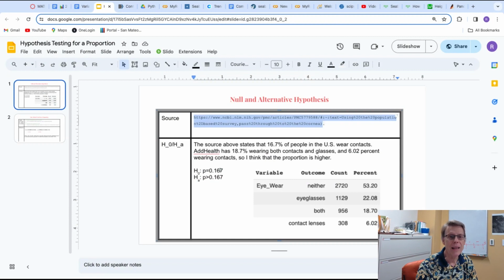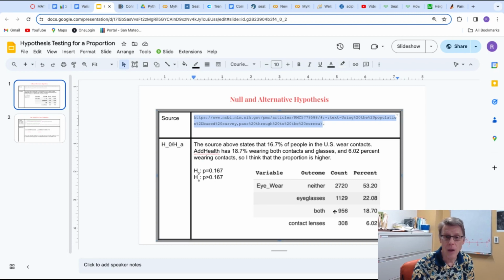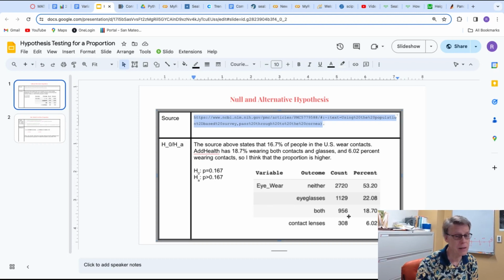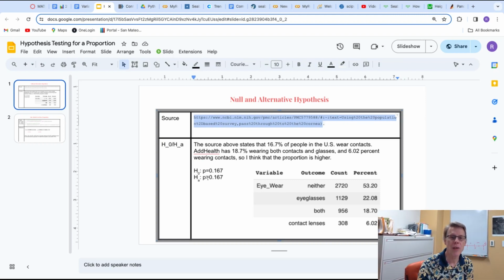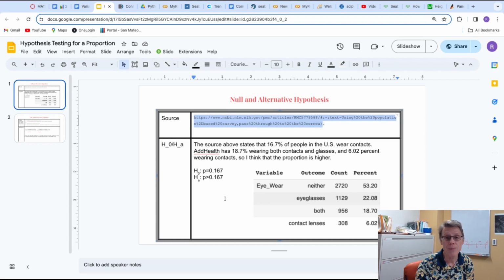What I've got is that I think it's a higher proportion because when I look at both category and the contact lens category, the total here is almost 25%, almost a quarter of the people in this sample wear contact lenses. And so I'm thinking that the proportion is actually higher than what was stated in this article. And so that's the hypothesis test I'm going to do. I'm going to see if this sample is enough evidence to support that really the proportion out in the world, or out in the country, we'll say, is higher than 16.7%. So that's the hypothesis test that I'm going to try to run.